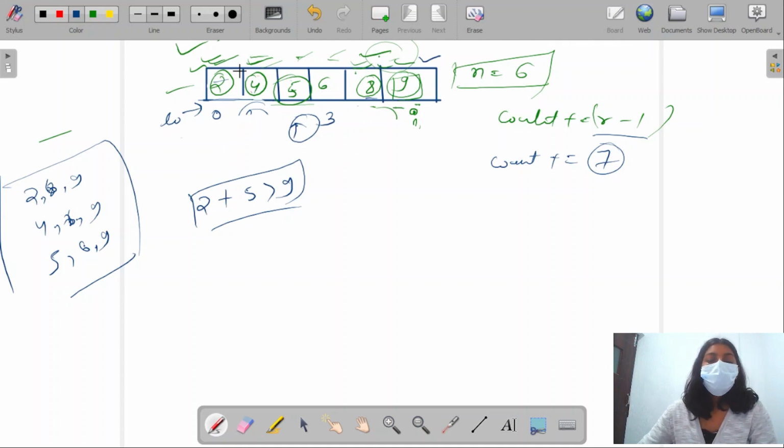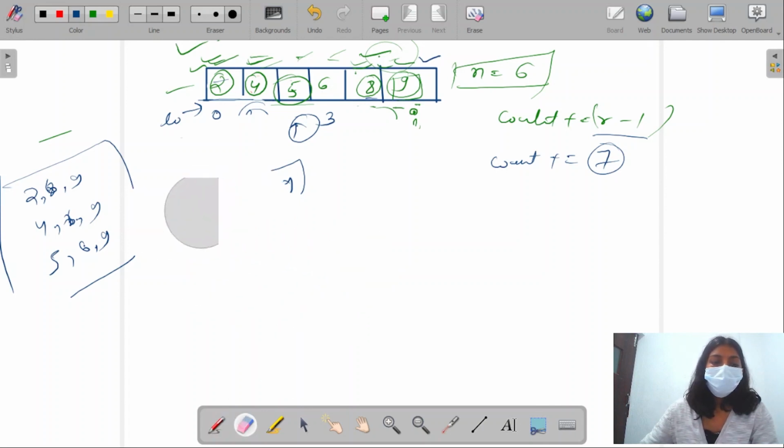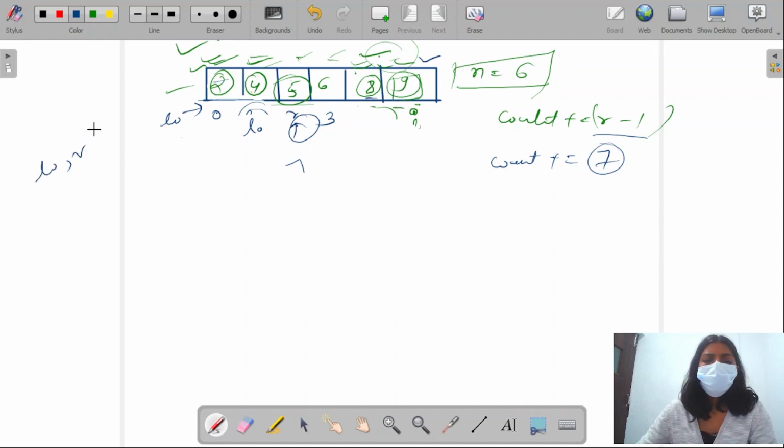So I will increase my lowest side. I'll check: is 4 plus 5 greater than 9? No, it's not. Because it's not strictly greater than 9, right? It is equal to 9. So this combination is also not possible. Okay? Alright. Now my low is here, my R is here. Now if I again increase my low, my low becomes equal to my right, which is not possible because I cannot make any combination like 5, 5, 6, right? This is not possible.